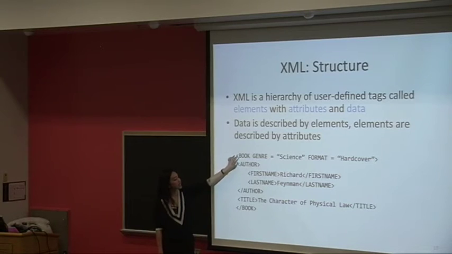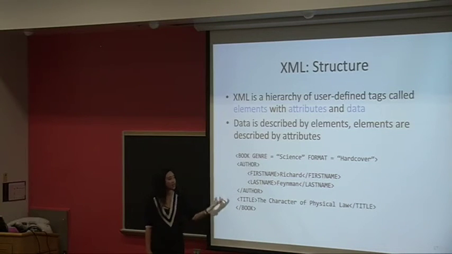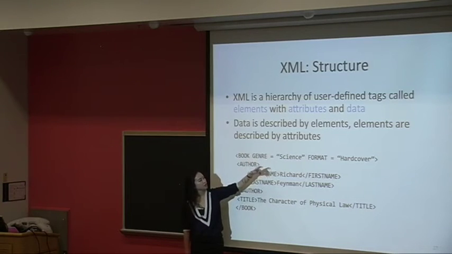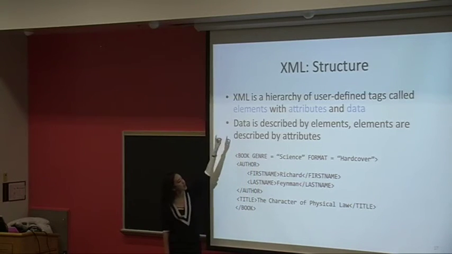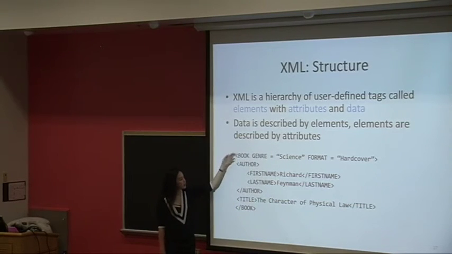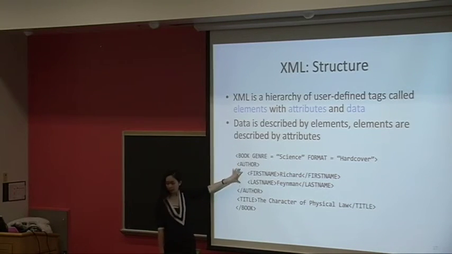Here we still use the idea of tags. As you can see, we have tags for books. We open a book tag and we close a book tag. But here we are not talking about the format at all. We're not talking about how the browser should render it. We're just saying how the data should look. So we have the book, and then the book's genre: it is a science genre, and the format is hardcover. These are the attributes of the book element. So book is the element, genre is the attribute. Inside the whole book tag, we can nest the author information.